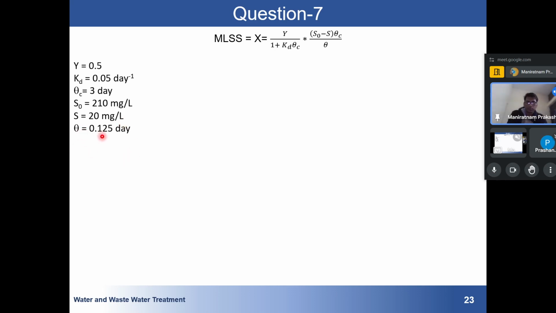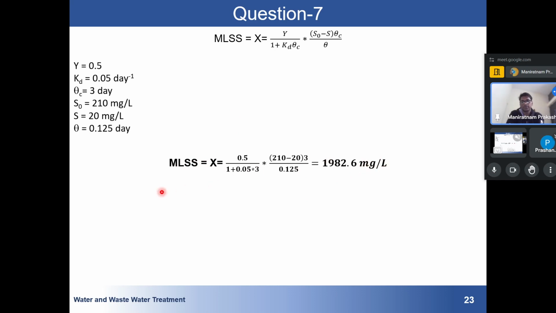And this theta is equal to 0.125 day. So I put in all the values and get the value of X equal to 1982.6. Remember, your initial BOD was 220 milligram per liter and final BOD was 20 milligram per liter. So to get the desired BOD set by CPCB, you have to keep your MLSS at 1982.6 milligram per liter.